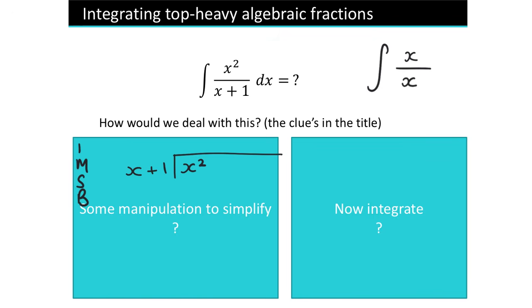How many x's go into x squared? X. And remember we have plus 0x plus 0. Now we multiply. X times x is x squared. X times 1 is x. After that, what do we do? Subtract. X squared minus x squared is 0. 0 minus x is minus x. And then bring down 0.